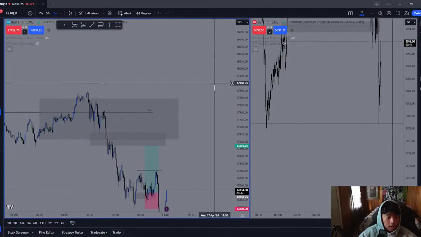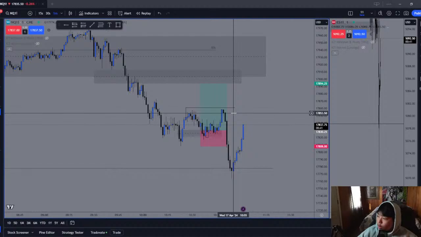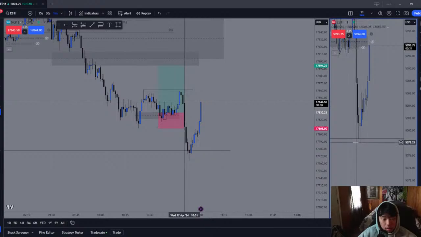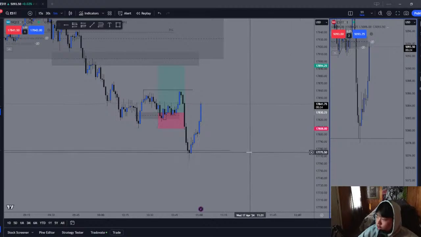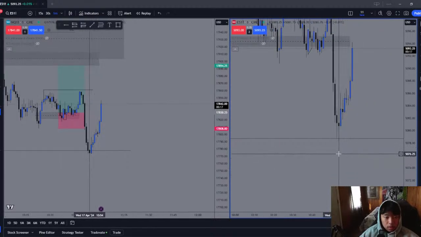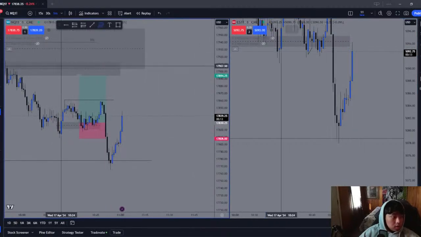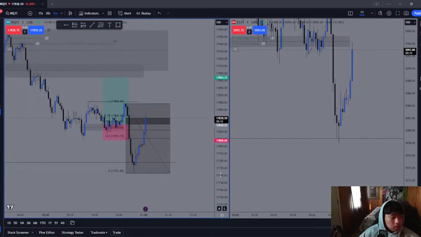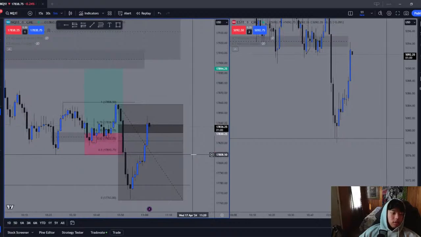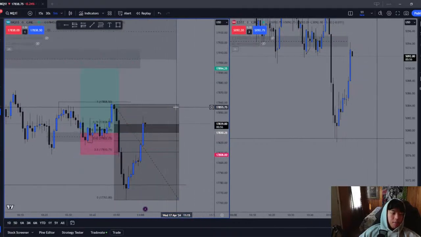Yeah, longs are just annihilating everything right now. I think we might blow through some arrays since we're in a deep discount. There's SMT on ES and NQ. SMT, where? Hold up, I'm trying to find it. Which SMT are you guys talking about? We're tapping OTE here. Let's see what happens.